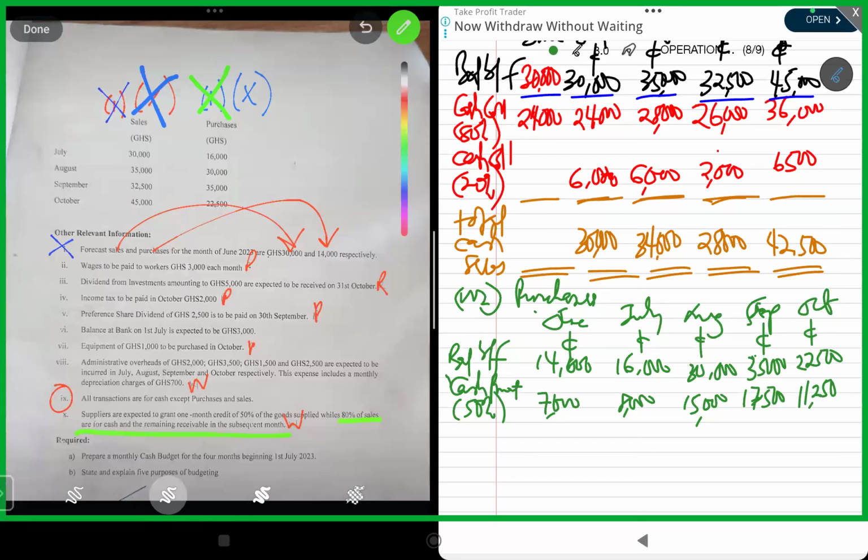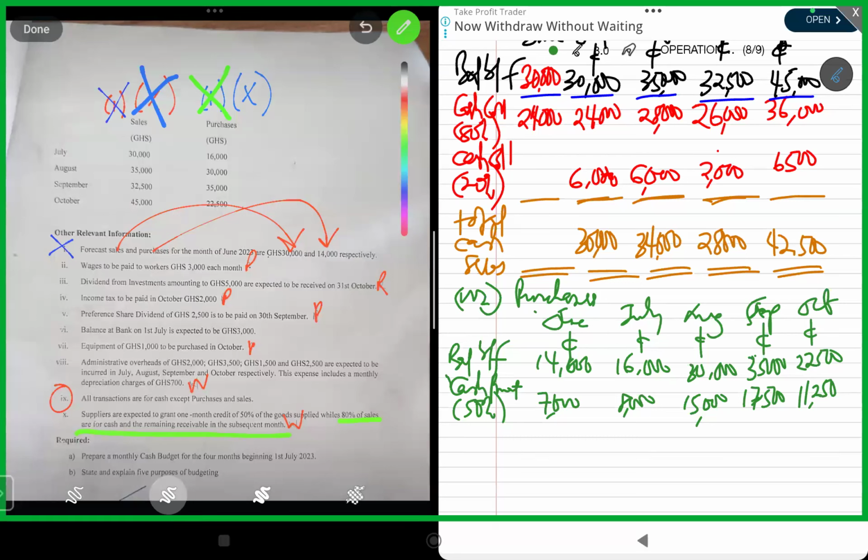Okay. So it says that they are giving 1 month credit. That 1 month credit, you pay 50%. So this month, you are not going to pay the other 50%. Next month, then the following month, you pay the remaining 50%. That's the policy of the business. That's the supplier's policy to the business.